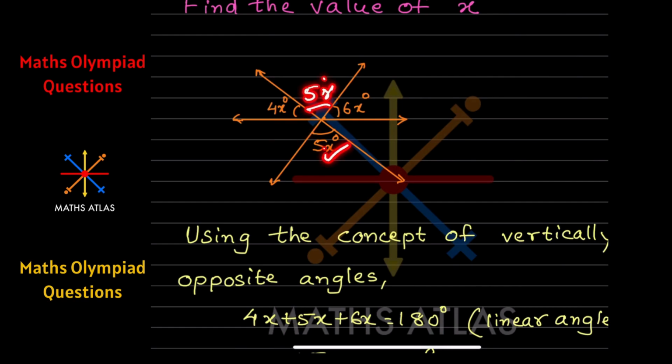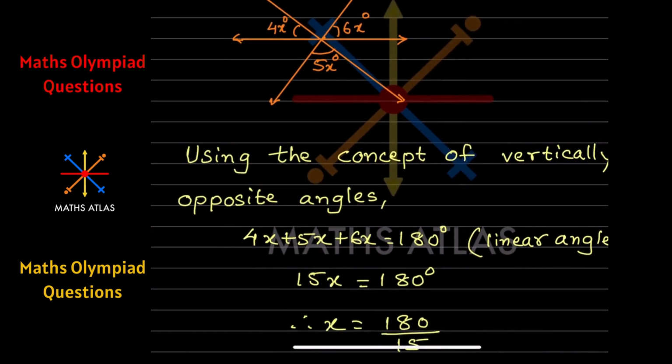So here what will you do? You will use the concept of vertically opposite angles. Now look here. This is 6x, this is 4x. Now if we consider this part, this is a straight angle. So this should be a linear pair, that is 180 degrees. So what will you do? Here 6x means here 4x, because these are vertically opposite.